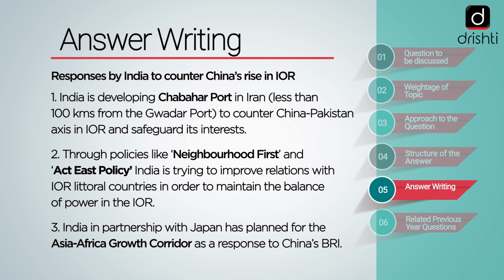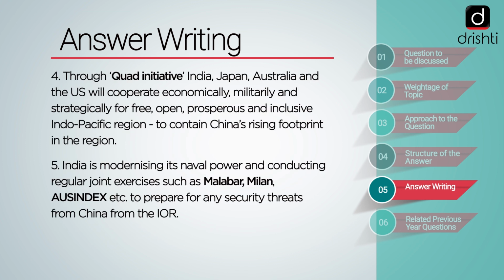India, in partnership with Japan, has planned for the Asia-Africa Growth Corridor as a response to China's BRI. Through the Quad initiative, India, Japan, Australia, and the US will cooperate economically, militarily, and strategically for a free, open, prosperous, and inclusive Indo-Pacific region to contain China's rising footprint in the region. India is modernizing its naval power and conducting regular joint exercises such as Malabar, Milan, and others, to prepare for any security threats from China from the Indian Ocean region.